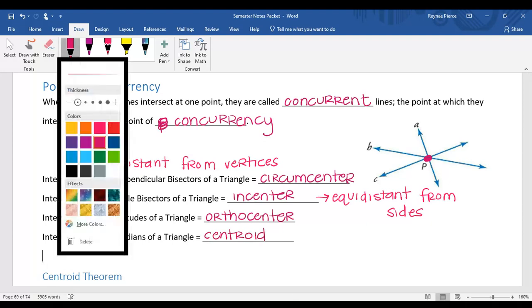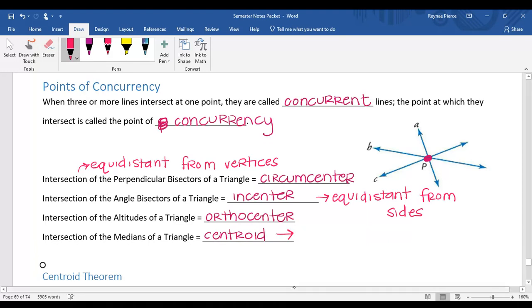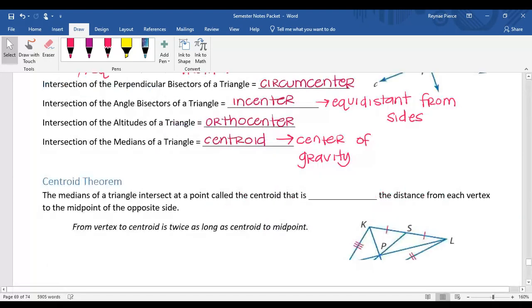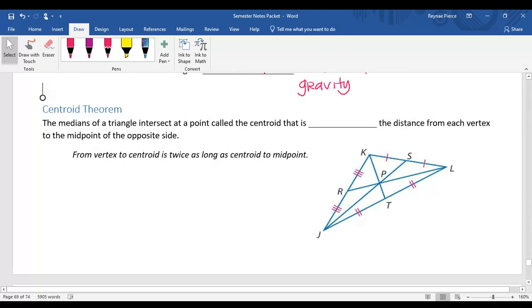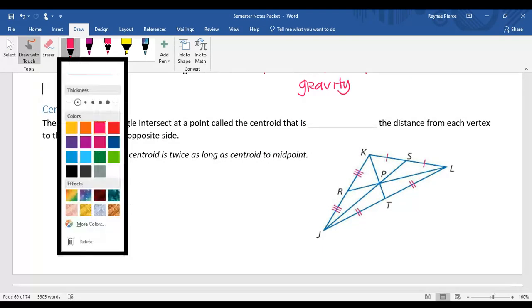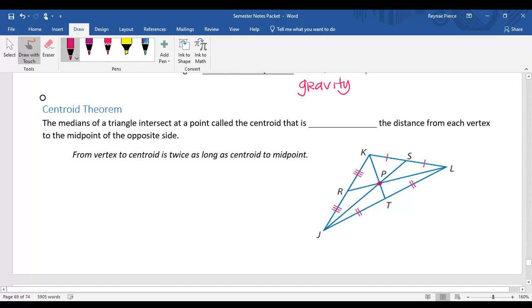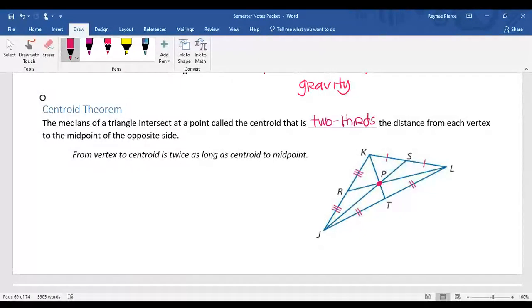And the centroid, we'll do a short little activity in class. The centroid is actually the center of gravity of a triangle, which is kind of cool. But we are going to talk about the centroid a little more. The centroid, that point where all three medians intersect, like here, point P, is 2/3 the distance from the vertex to the midpoint of the opposite side.